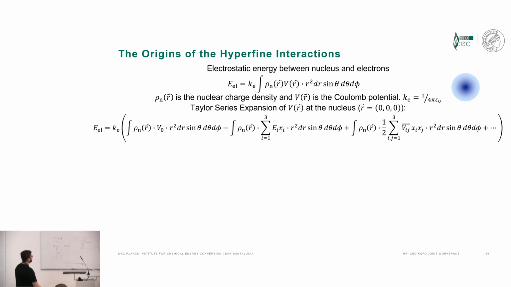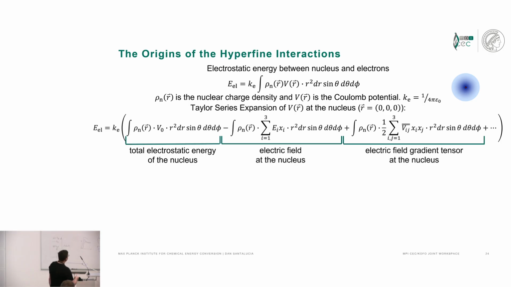Then what we're going to do is a Taylor series expansion. We're dealing with Mössbauer, so we're going to focus only at the nucleus, so the origin. I'm going to define that as 0, 0, 0. And you end up with this crazy expansion. I promise you, though, it's actually going to become a lot more simple in about 5 seconds because what these terms are: the total electrostatic energy of the nucleus, the electric field at the nucleus, the electric field gradient tensor, and then all these higher order terms, right?